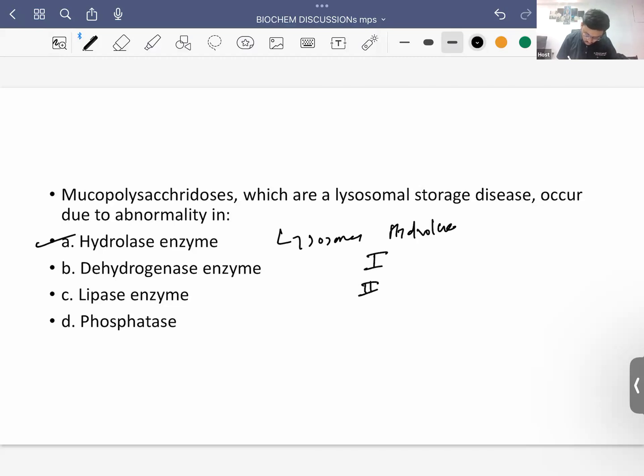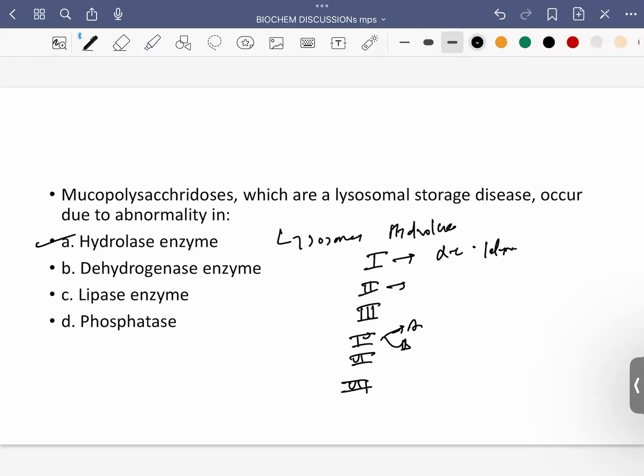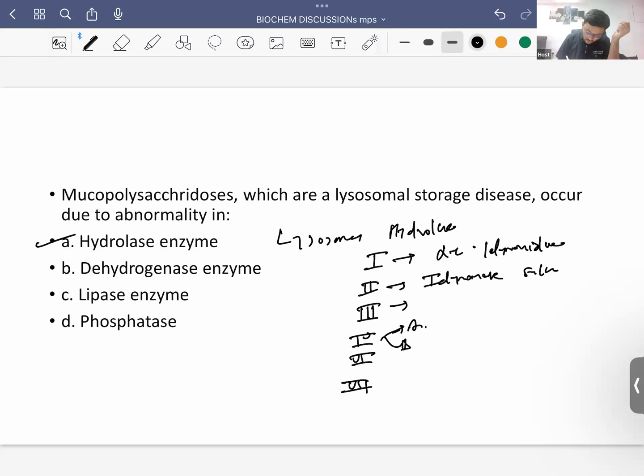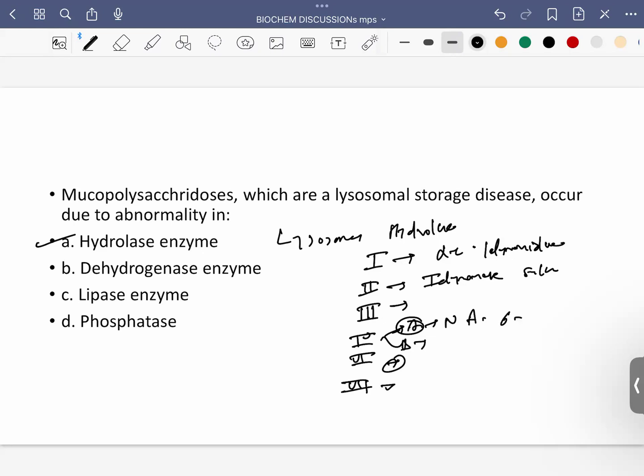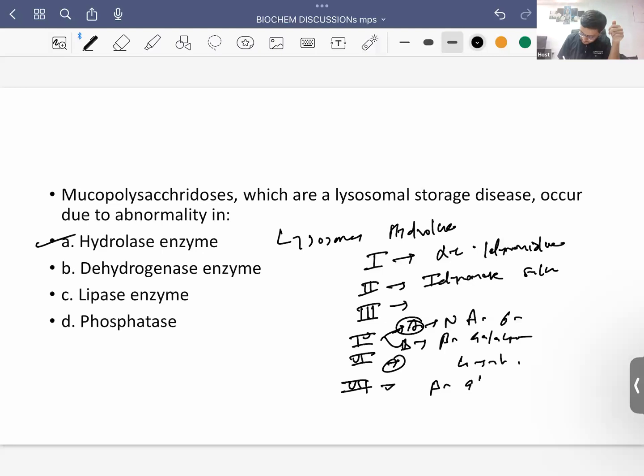These are lysosomal hydrolase enzymes: type 1, type 2, type 3, type 4, type 6. Type 4 has A and B, and type 7. Type 1 is due to which enzyme? Alpha iduronidase. Type 2 is iduronate sulfatase. Type 3, you don't need to remember. There are 4 different types. Type 4A is N-acetyl galactosamine 6 sulfatase, and type 6 is 4 sulfatase. Type 4B is beta galactosidase, and type 7 is beta glucuronidase. Okay, all of these are examples of hydrolase enzymes.